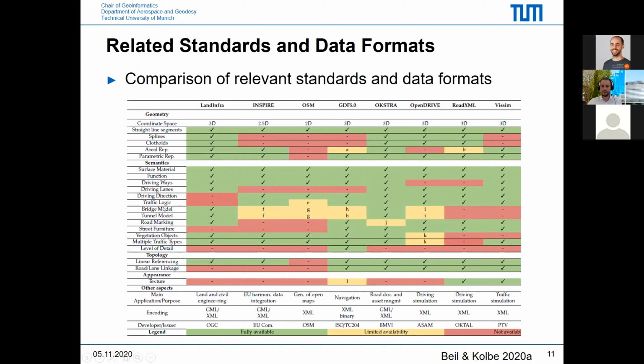Then street space does not only consist of the streets itself, but also of objects that relate to this. For example, bridges, tunnels, road markings, street furniture, vegetation, and so on. And this is one of the advantages of CityGML, since all of these objects can be integrated in a common model, but most of the other standards do not focus on these objects and have no concepts for integrating these.